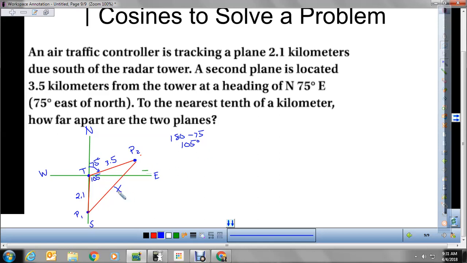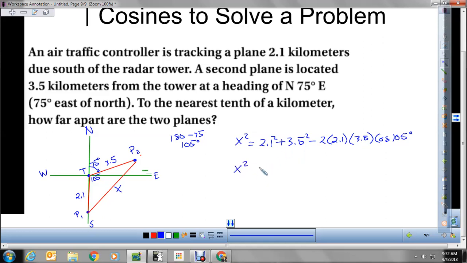Now we're looking for the side across, which means that this x is going to go over here by itself. We're going to use the law of cosines to solve. X squared is equal to 2.1 squared plus 3.5 squared minus 2 times 2.1 times 3.5 times the cosine of 105 degrees. You can put this all in at once and calculate it out.